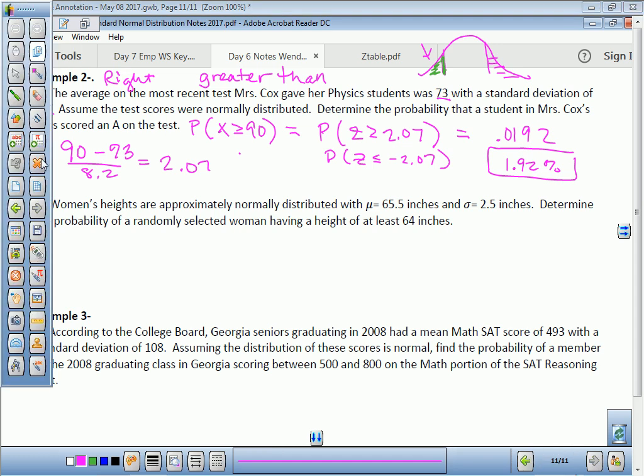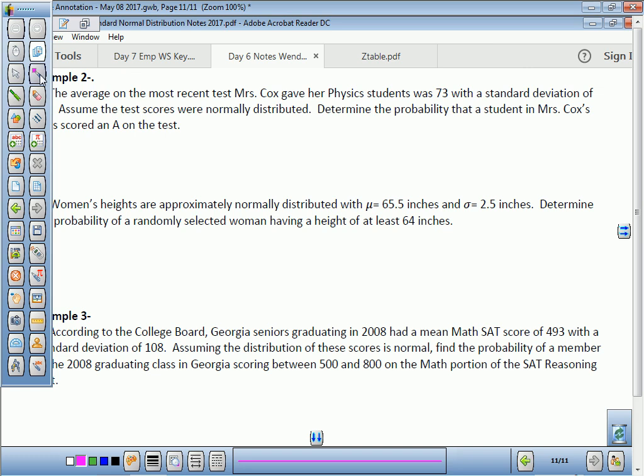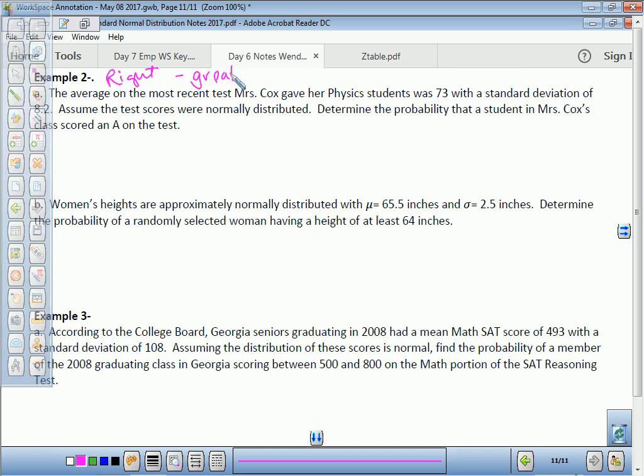Okay, now, example 2 is pretty cool because it's the next type. It is our greater than. This section is for to the right. Anytime we have greater than, we're looking to the right. So, let's remember, with that standard normal, to the right is going to be the same area as to the left of the opposite.